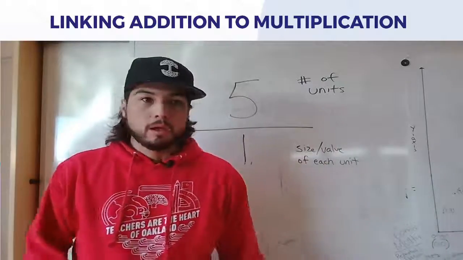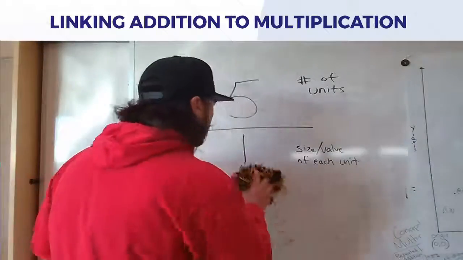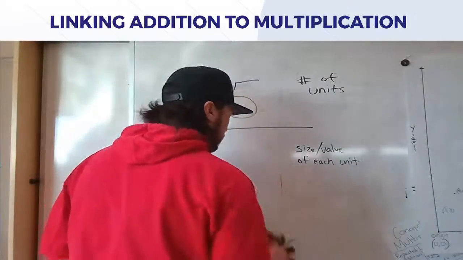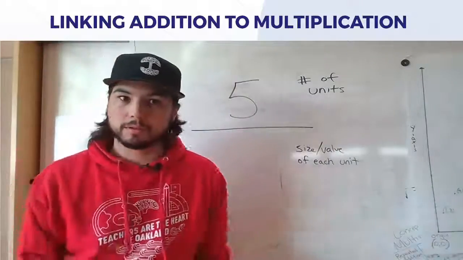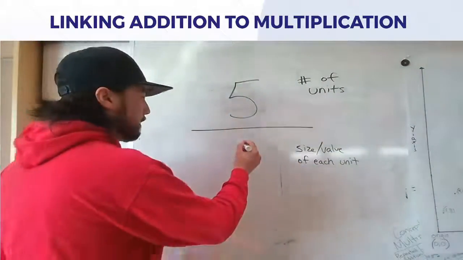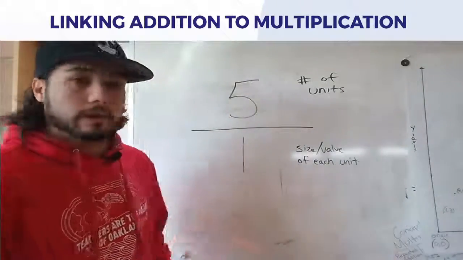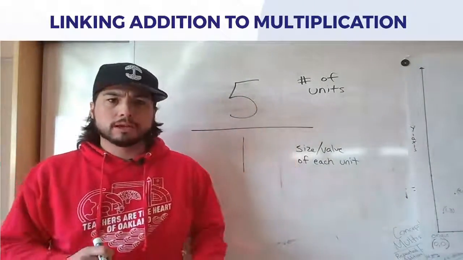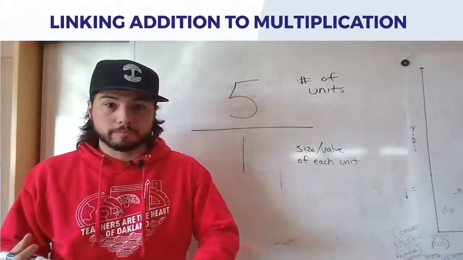As far as the denominator in fractions goes, all that's telling us is the size or value of each piece. Pizzas are popular when we're talking about fractions, right? This would be 5 whole pizzas. The unit that we're dealing with and that we're counting by is whole pizzas, and we're counting 1, 2, 3, 4, 5 of them, okay?